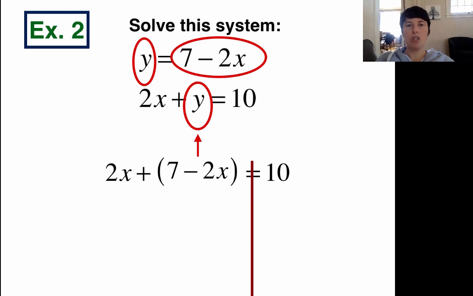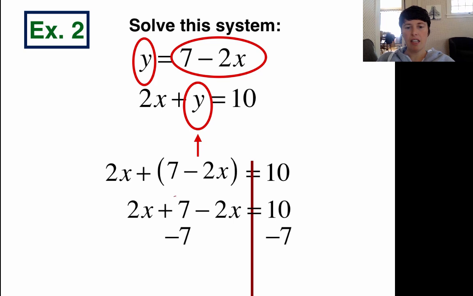Normally I'd be thinking distributive property, but I don't really see anything I need to multiply into the parentheses. So let's forget about the parentheses. Let's just write 2x plus 7 minus 2x equals 10. And then we're going to get that 7 out of there. Take the 7 away. That'll get it out. Now I still have 2x minus 2x, and then I have 10 take away 7 is 3.